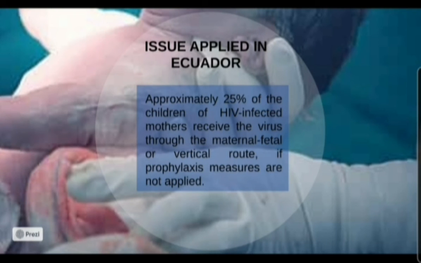In Ecuador, approximately 20% of the children of HIV infected mothers acquire the virus through maternal-fetal vertical transmission when prophylaxis measures are not applied.